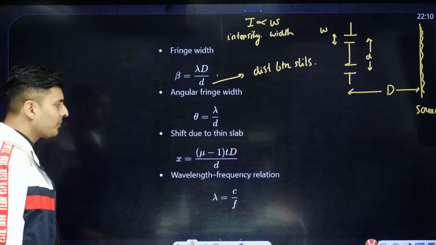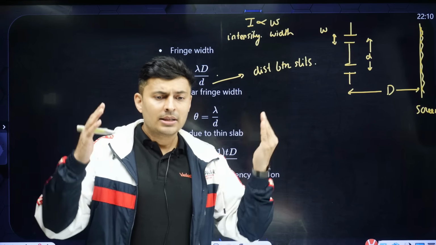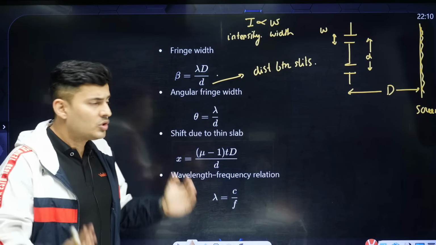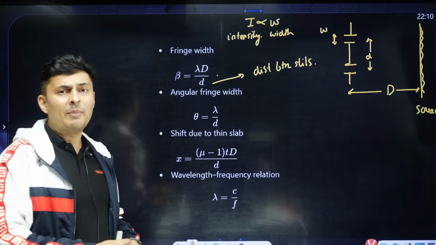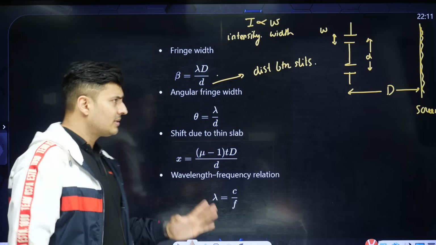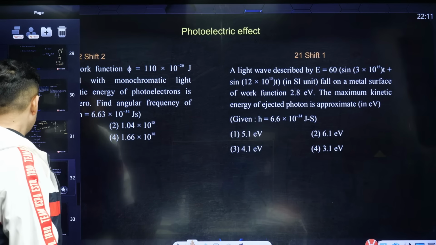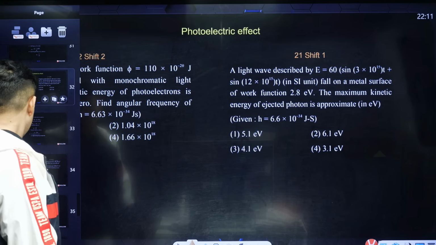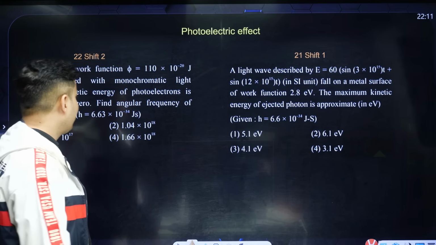Please remember it. Also, you should know how maxima and minima are measured. They can also be conceptually checked. What is the meaning of third minima, fourth minima, fifth maxima, second maxima, bright fringe? You should know the basics of this apart from interference concepts. Okay, great. Then what is the next thing which was asked? Yes, right over here. Photoelectric effect, basic photoelectric effect questions.